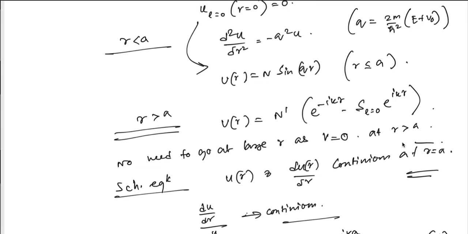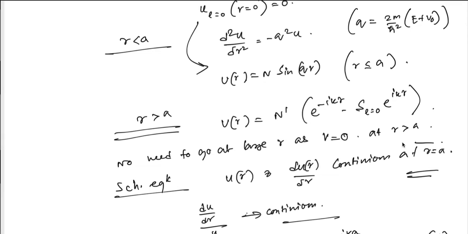So we don't need to go to large r or anything, because in this problem the potential is exactly 0, it is not like decaying to 0 at r greater than a. So for any r that is greater than a, this must be the form. Okay.